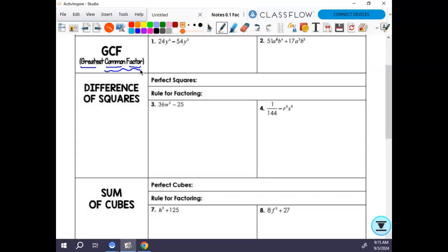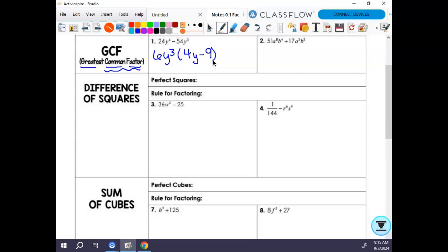So the easiest way when you have coefficients and variables is just to look at them separately. So of these two numbers, 24 and 54, what's the greatest number I can factor out? 6, good. 6, and then how many y's can I take out? 3. So that leaves me with 4y minus 9. Yes? Piece of cake. You should be able to do this stuff in your sleep.